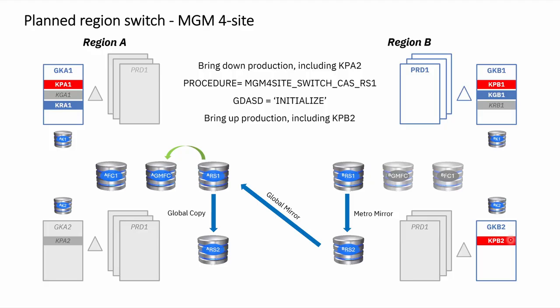And in the event that you wanted to say, hey, I don't want to do this full planned region switch, I think I want to stop, you could stop it right here. You could have stopped it at that point. You could just continue to have mirroring take place with your global mirror pointing from RSA for region A to region B.